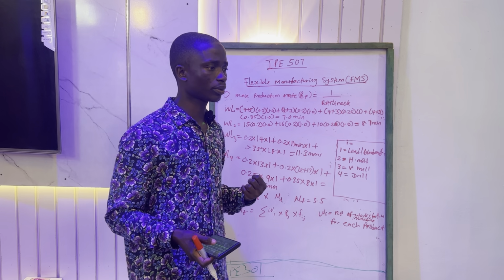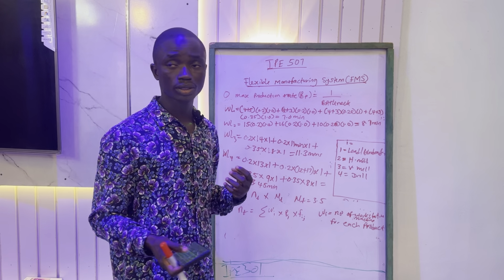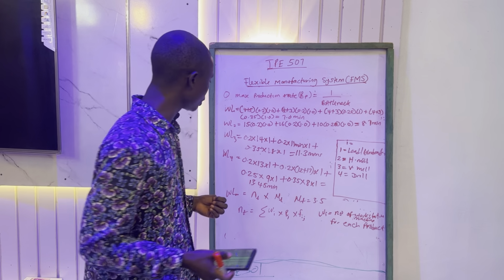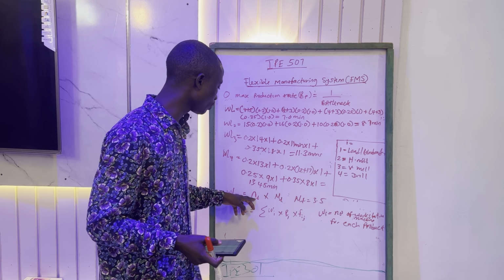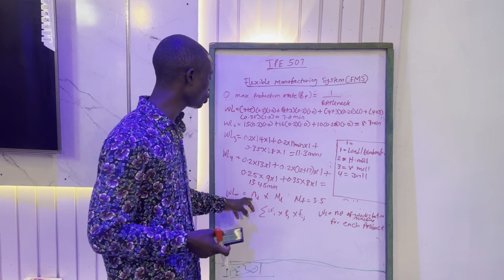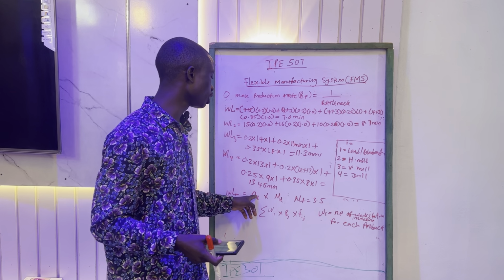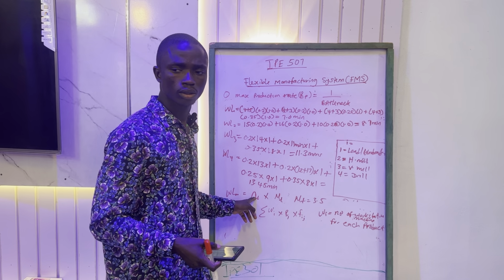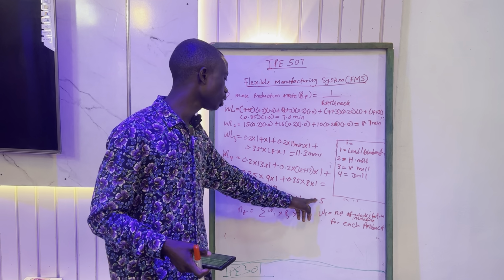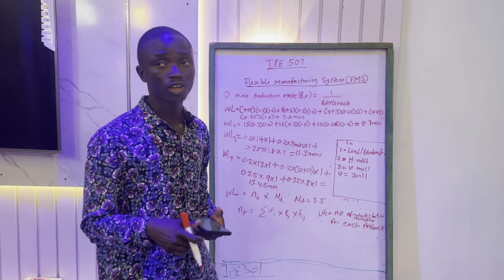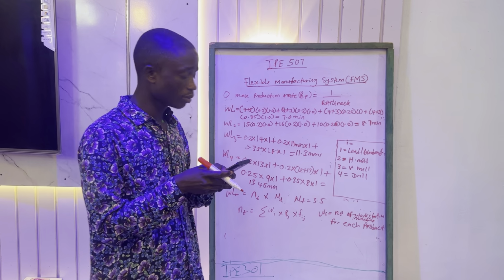We need to find the total operating time for the material handling system as well. But how do we get that? The formula I gave from the beginning of this solution is Nt times Mu t. Nt is the number of cycles, and Mu t is the mean transport time, which has been given in the question to be 3.5. You can check our question.